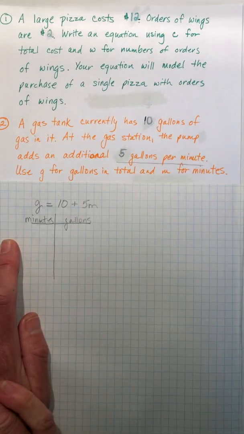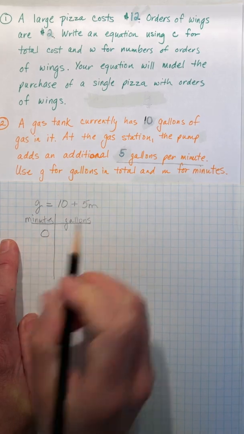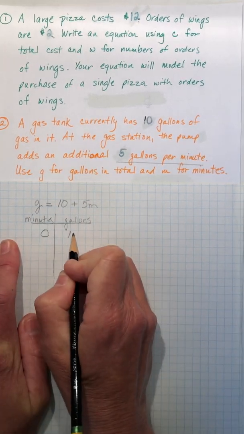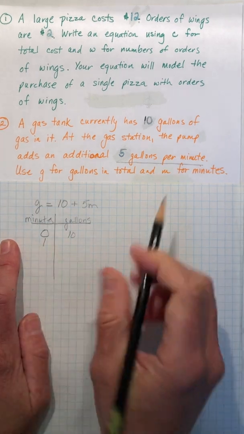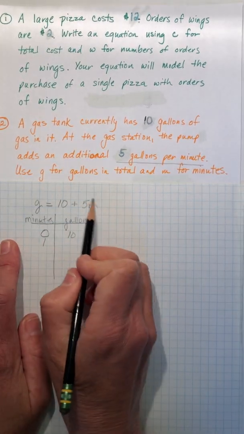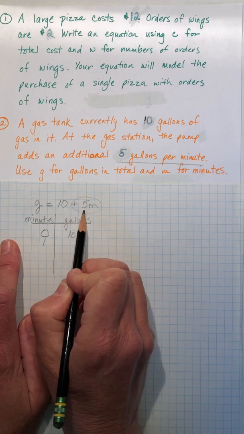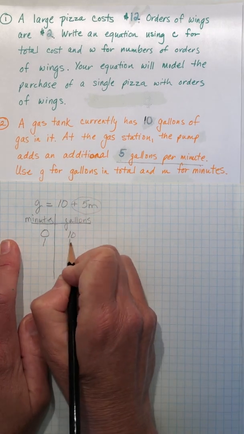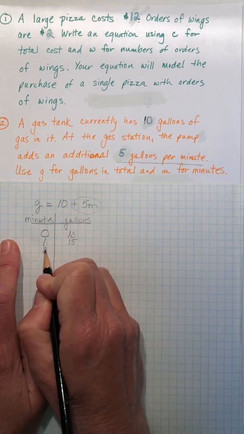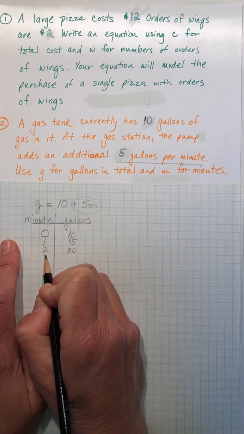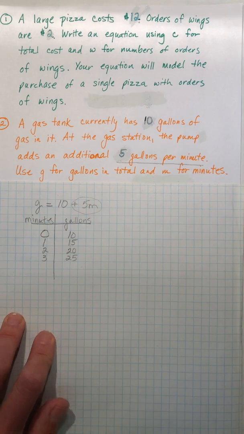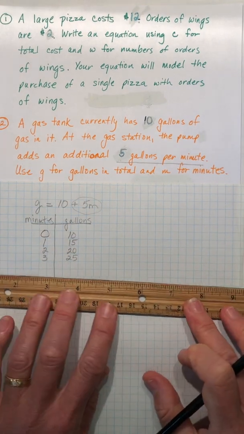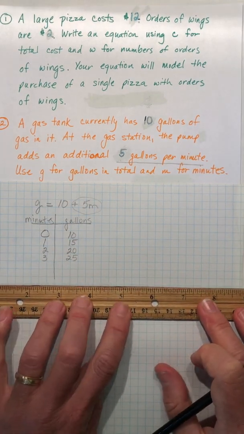All right, so now at 0, the tank has 10 gallons. At minute 1, because the rate of change is positive 5, it's going to go up by 5 each time. So in 2 minutes, I'll have 20 gallons, and so on. All right, let's graph. So you're using your straight edge.